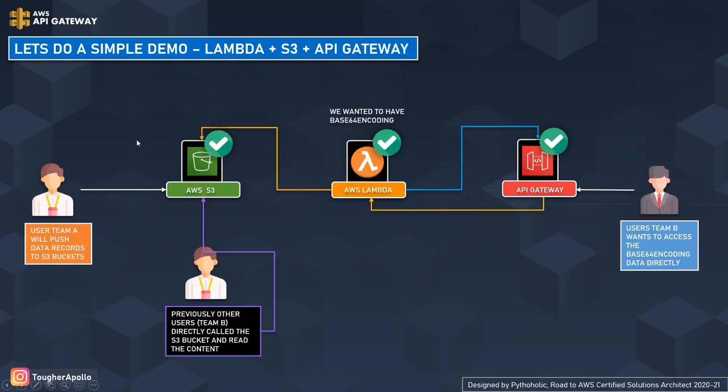So users are able to upload the data to S3. User team B is able to access it from the API Gateway, which is taking the data from AWS Lambda, which in turn is picking up the data from Amazon S3 and converting it to base64 and then passing it on as a response to the users. Okay, so this was a very simple example on how we can integrate AWS S3 and AWS Lambda and AWS API Gateways as a trigger point to our AWS Lambda.